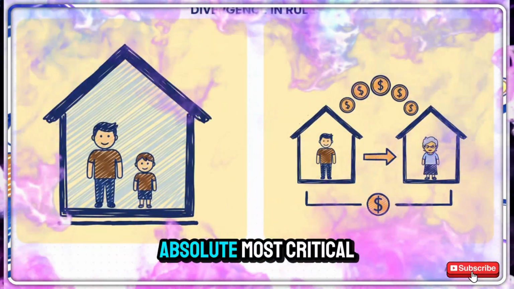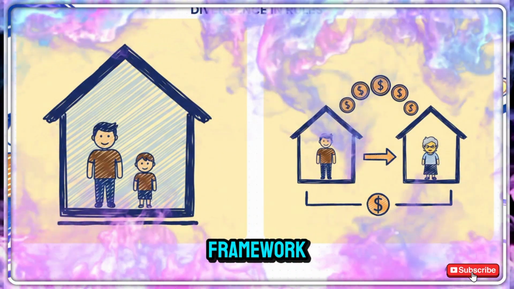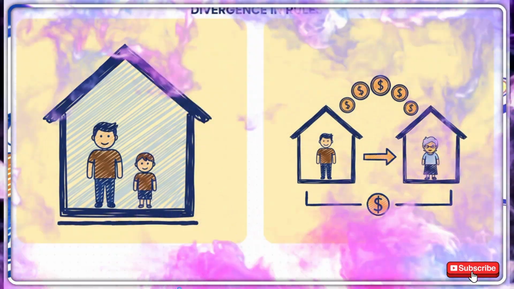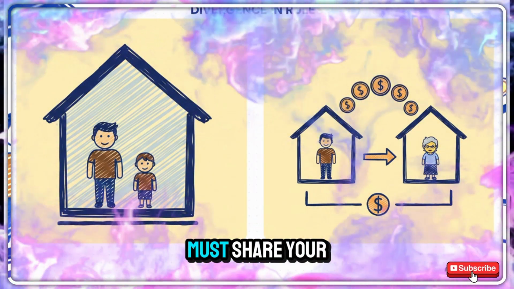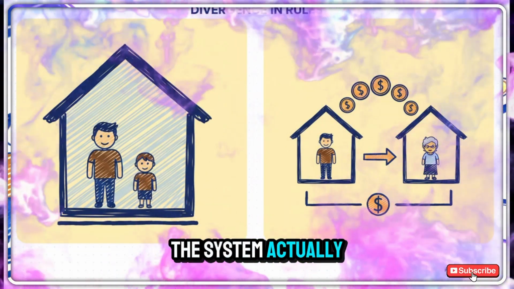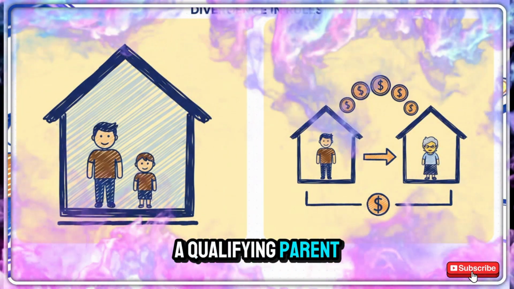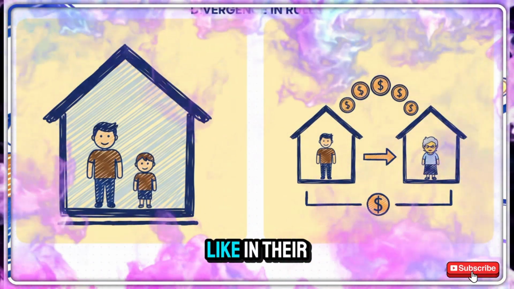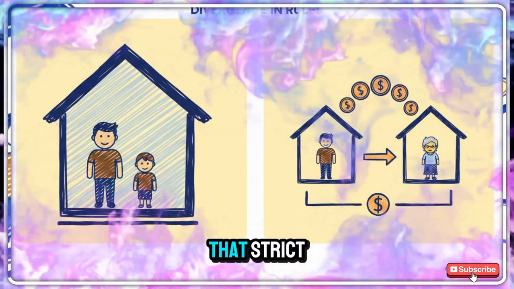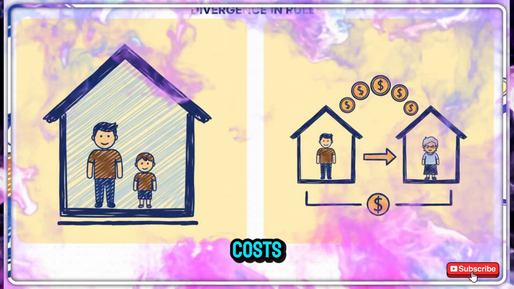Now, here is one of the absolute most critical, non-obvious details in the entire framework. Look at this stark divergence between two types of dependents. A qualifying child must share your physical residency, but a dependent parent? The system actually has a massive structural carve-out for them. A qualifying parent can live entirely on their own, like in their own home or an assisted care facility, as long as the filer meets that strict financial threshold of paying more than 50% of their separate living costs.